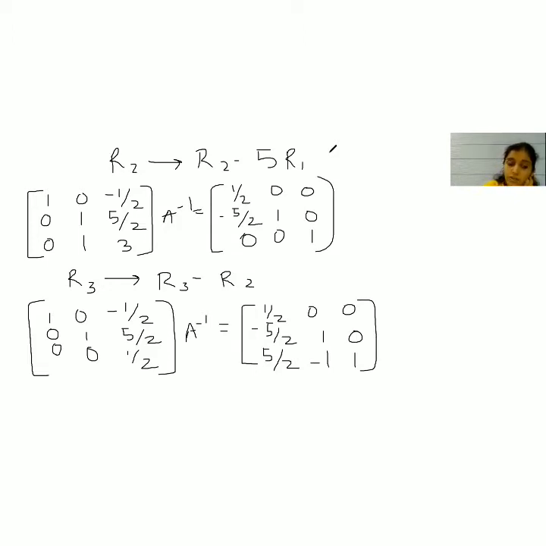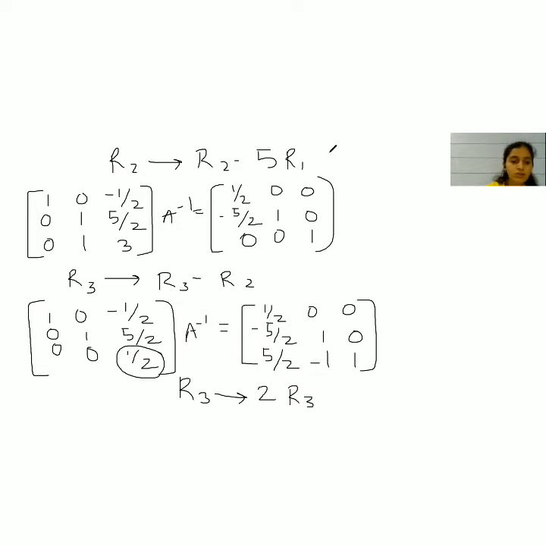Now what do we have to do? We have to make the A33 element, the diagonal element, as 1. So how will we do it? We can say that R3 is multiplied by 2. If I do that, R3 changes to 2R3, then I'll have 2 multiplied by half, that is 1. So let us write this one.